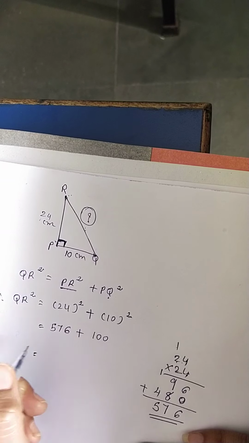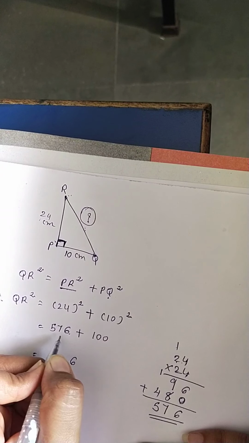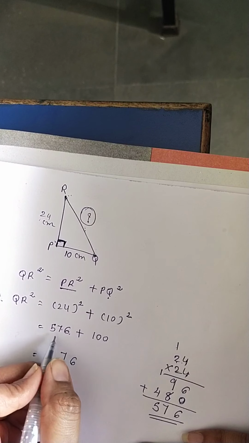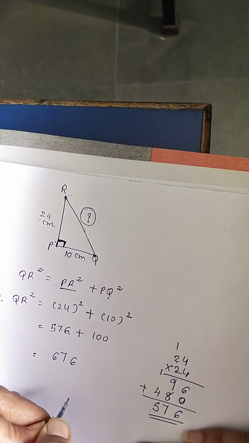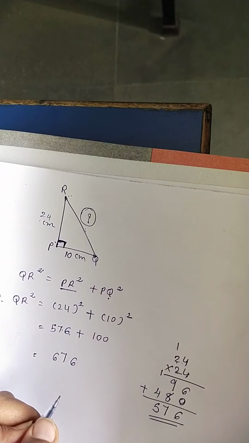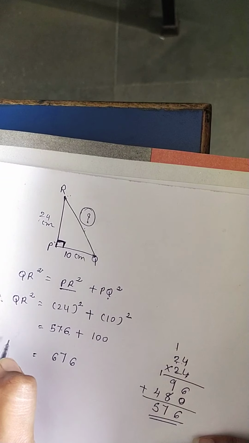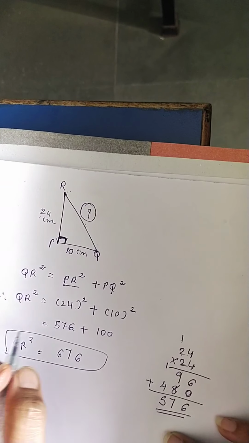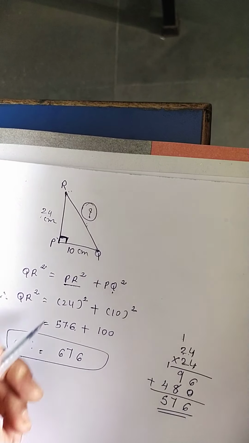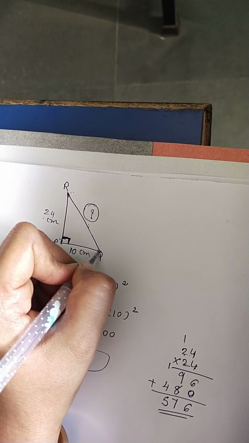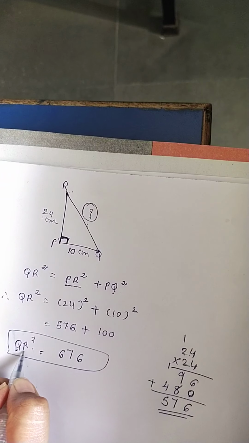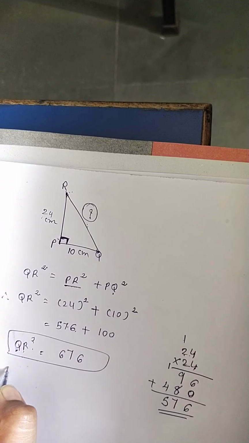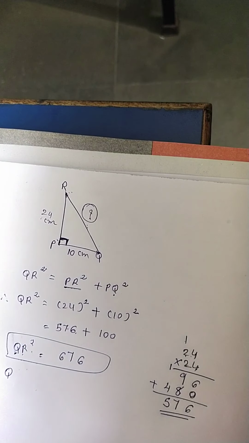Yes or not? So now we have 6 as it is, 7 as it is, and 5 plus 1, 676. This is the QR square. See students, here it's the value of QR square. We have to find the value of QR. So here it is a square. What we have to find over here? Square root of QR square. Sorry students.